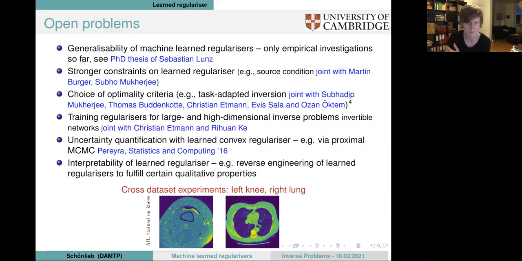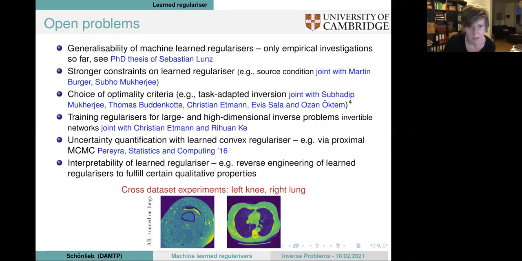Sorry, but this maybe is a bit easier to see some of the structures. So this has been trained on just these images, and here you see a reconstruction with the adversarial regularizer trained on these but applied to these. And again, this is just a teaser. And here this is the other way around. So this is now trained on the lungs, but then applied to the knee.